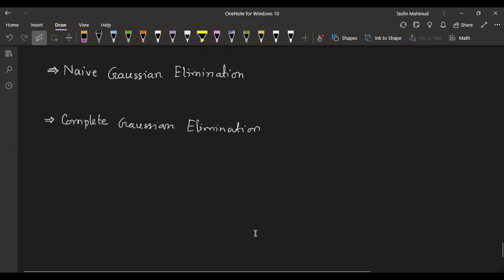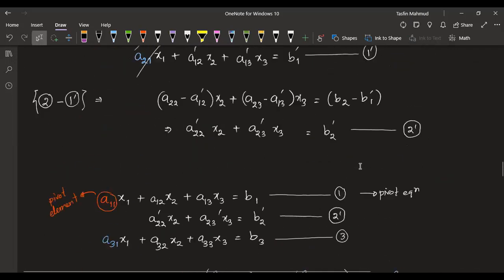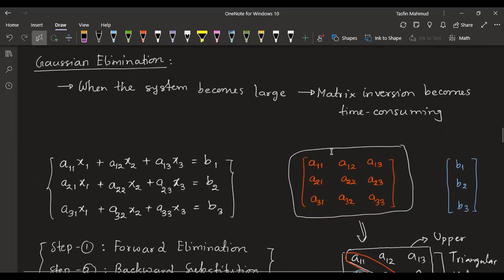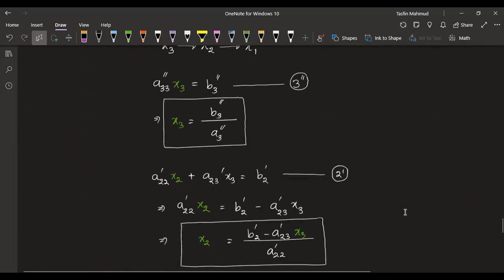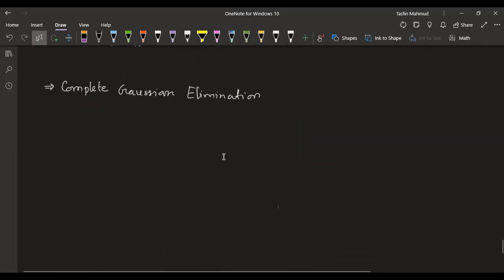What I'm trying to say is that we call this matrix the coefficient matrix, right? And if the coefficient matrix is a singular matrix, the system becomes unsolvable.